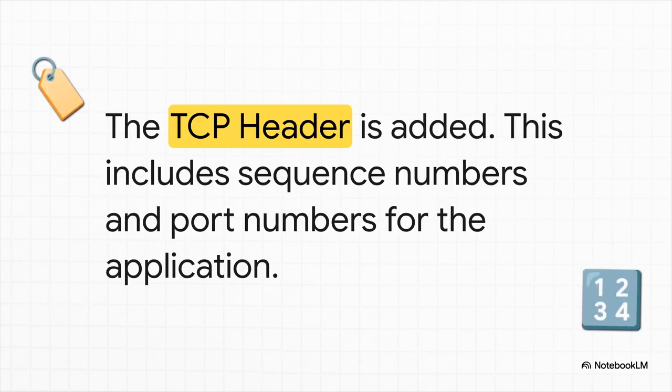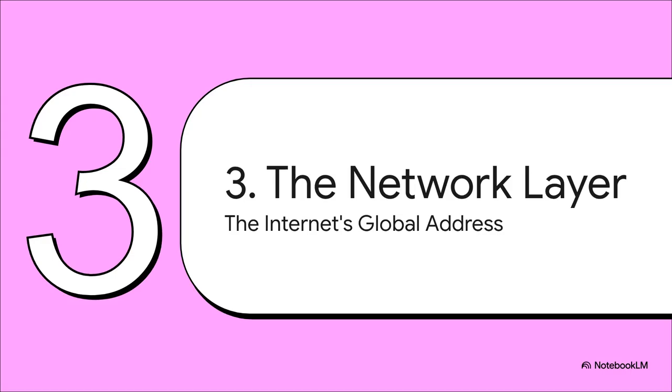Okay, the first wrapper we add is the TCP header. This contains those sequence numbers we just talked about, so we can reassemble the message. But it also has something really important called a port number. The port number tells the computer on the other end exactly which application should get this packet. In our case, it's telling it, hey, deliver this to the web browser. All right, our packet is now packed up and ready for reliable delivery to the right application.